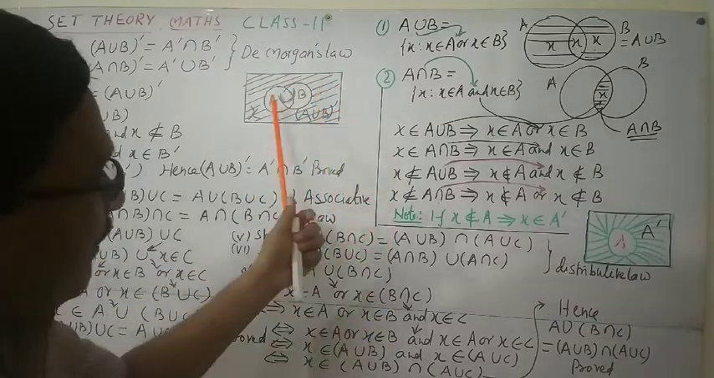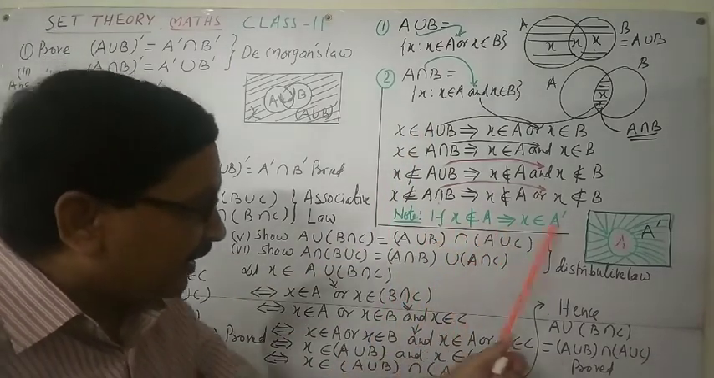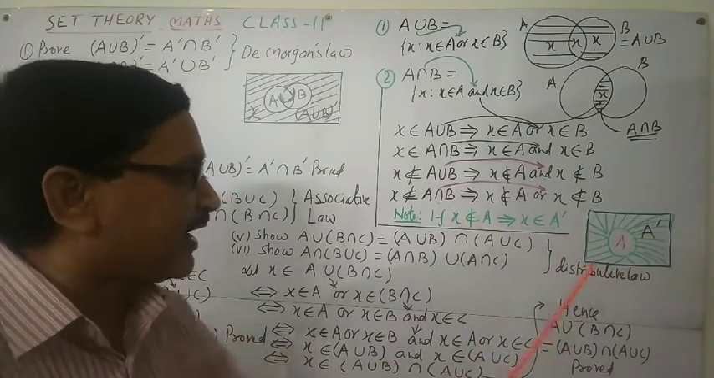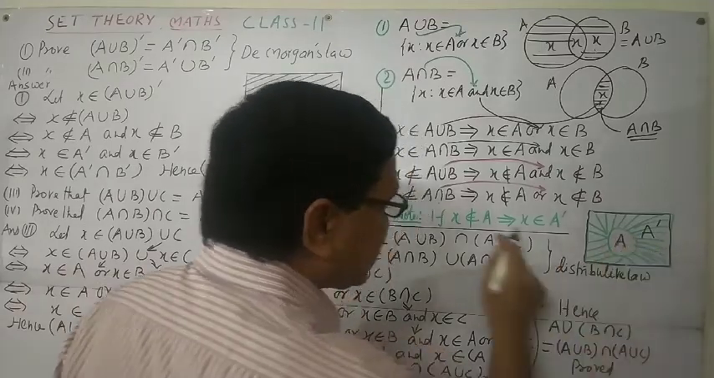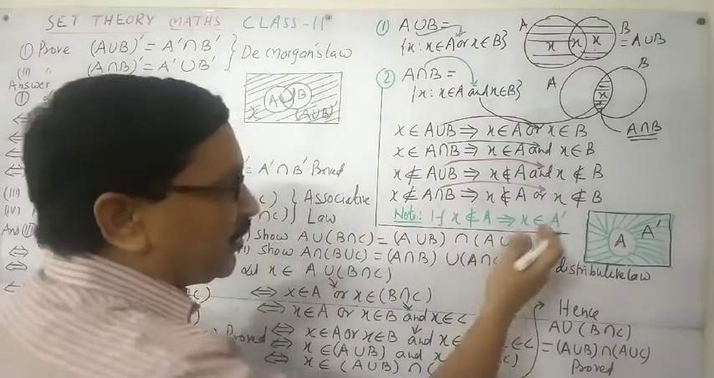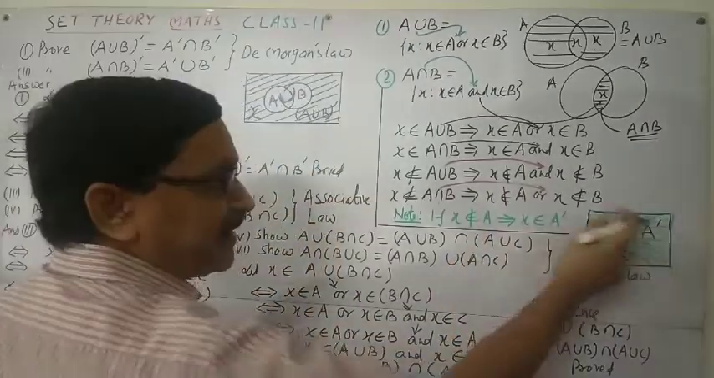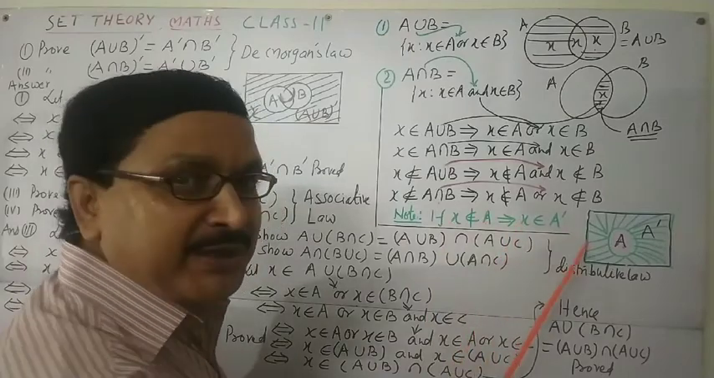Now, after knowing this, one more thing, if X is a member of A, and X is not inside, then X will be outside. X is not a member of A. X is not in A, meaning not inside, so X may go outside, to A complement. So if X is not in A, then X will be in A complement.